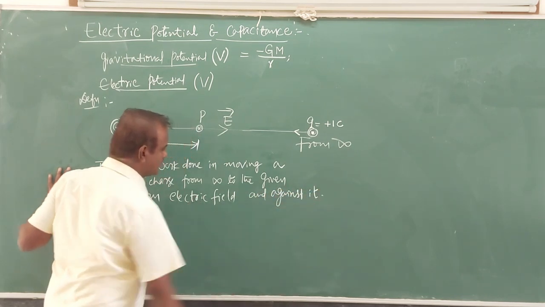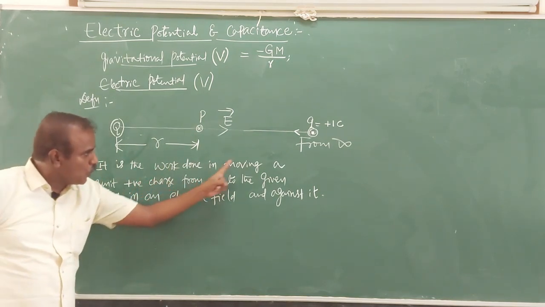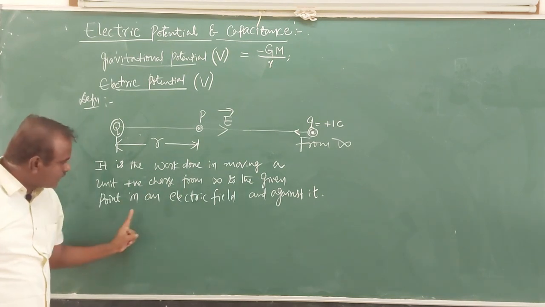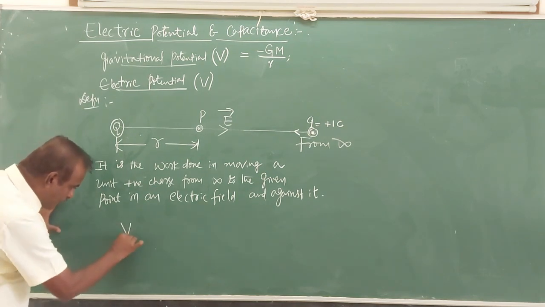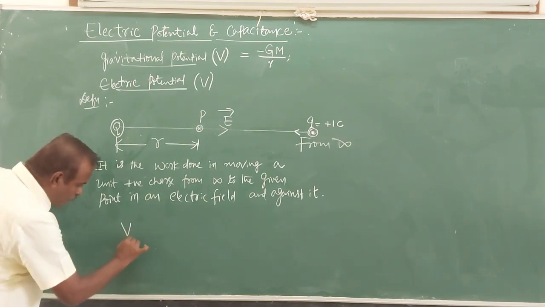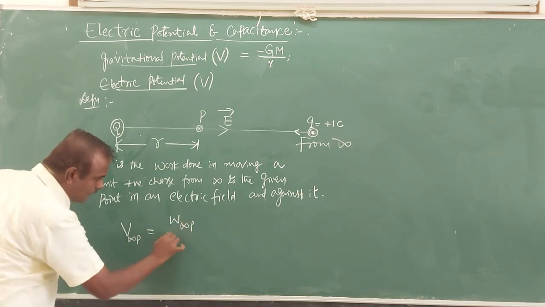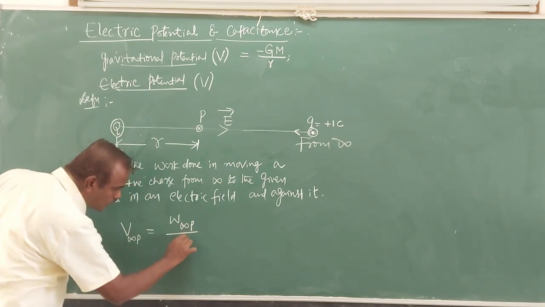This is the definition. Electric potential is the work done in moving a unit positive charge from infinity to the given point in an electric field and against it. So I write the definition: the potential at P, from infinity to P, is equal to the work done to move from infinity to P. This is the work done per unit charge.